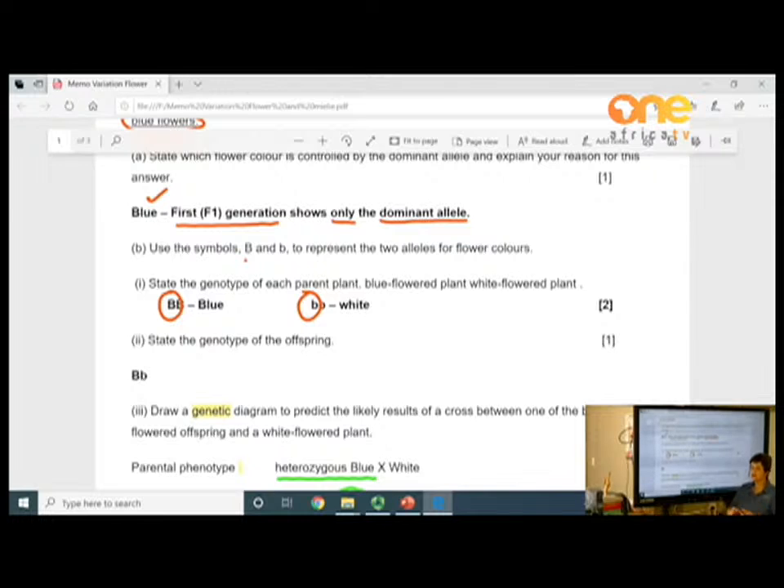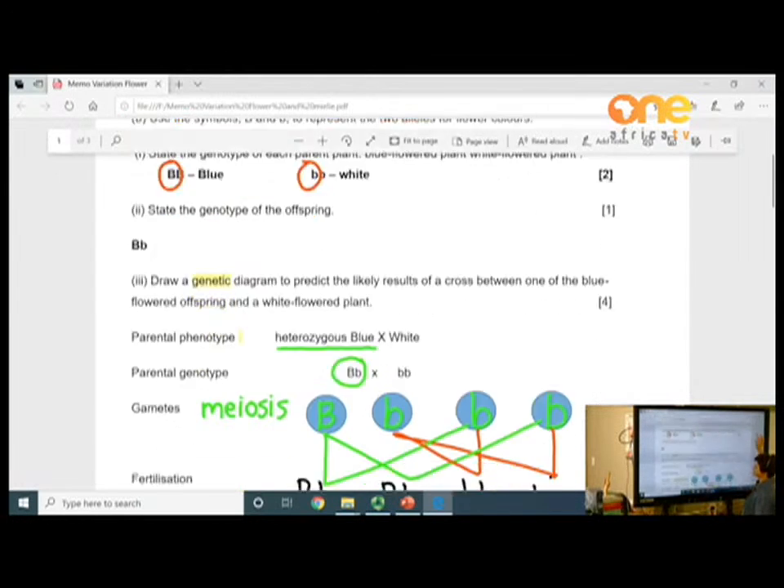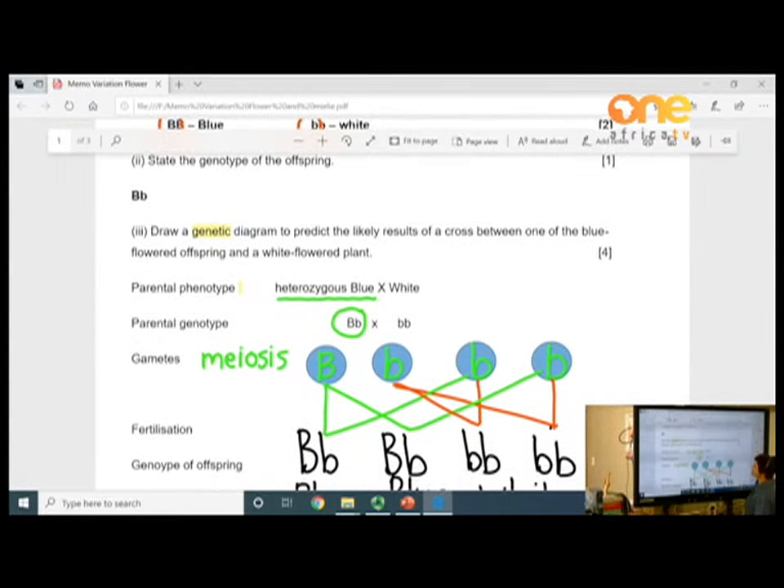Because during meiosis, gametes form and there's only one allele per gamete. And there we have the offspring. When we make a genetic diagram, when we cross one of the blue flowers with a white flower, the blue flowered offspring. So we use the heterozygous blue with the white. That is the phenotype. The genotype is capital B, small b, cross with small b.